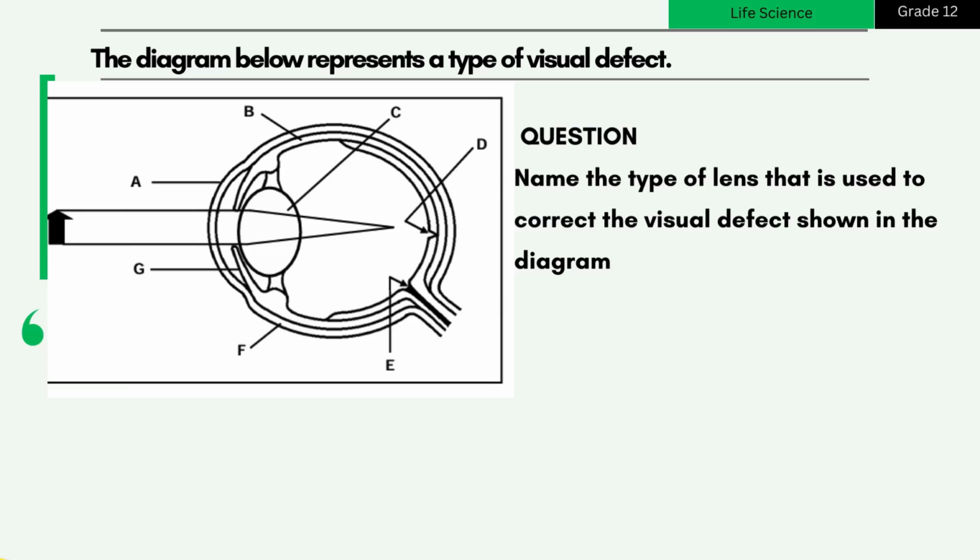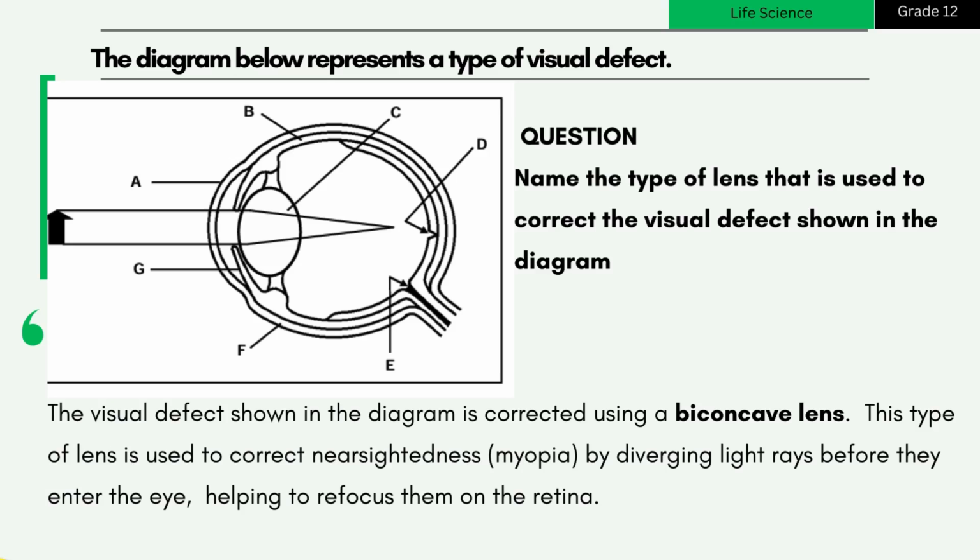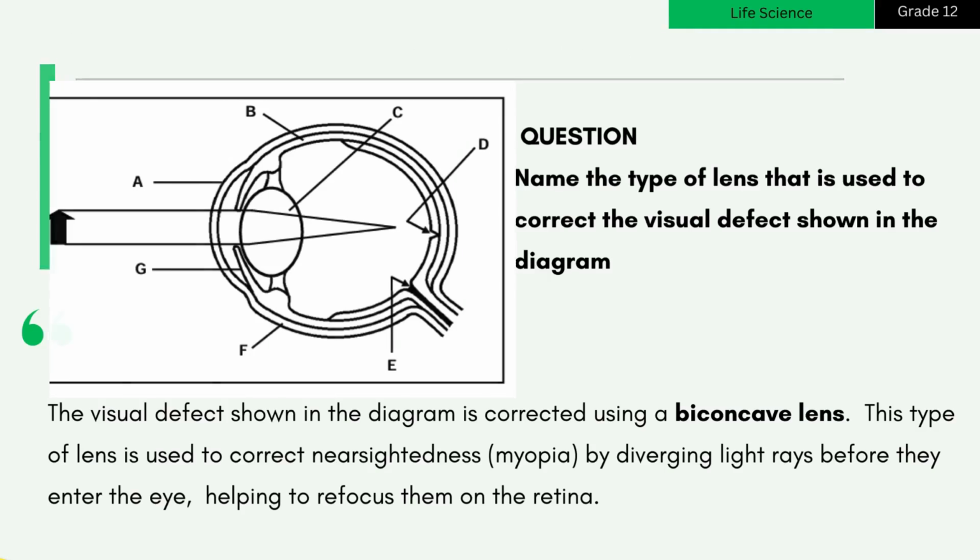Question: name the type of lens that is used to correct the visual defect shown in the diagram. The visual defect shown in the diagram is corrected using a biconcave lens. This type of lens is used to correct nearsightedness, myopia, by diverging light rays before they enter the eye, helping to refocus them on the retina.